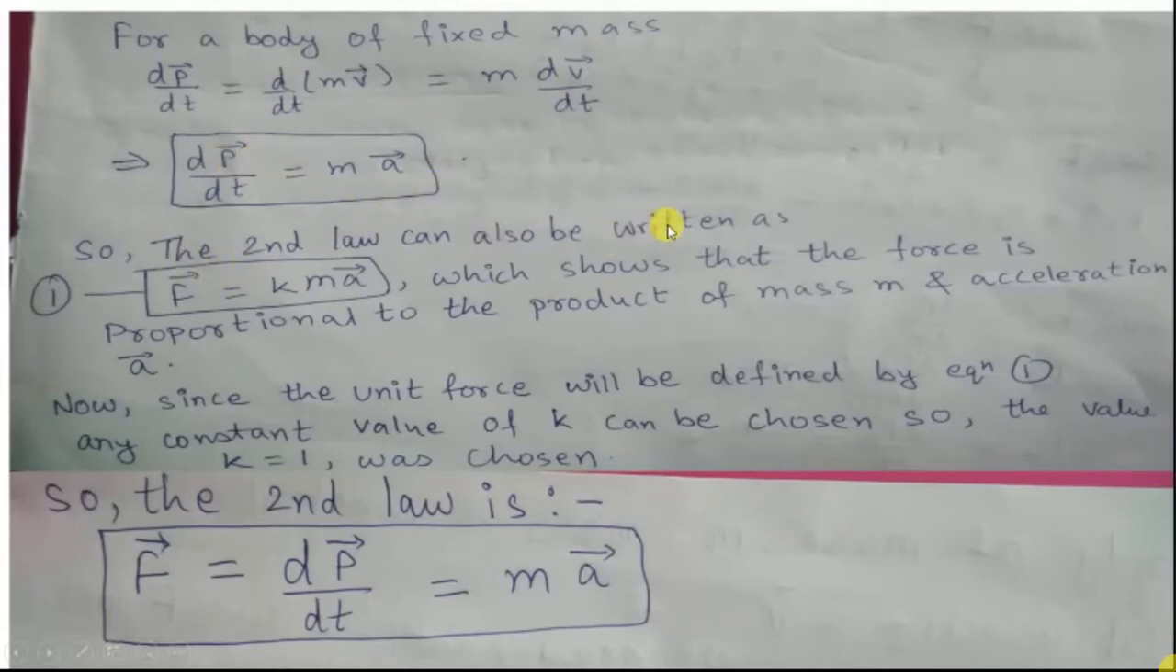So the second law can also be written as F equal to kma, which is denoted by equation 1, which shows that the force is proportional to the product of mass and the acceleration a. Now since the unit force will be defined by equation 1, any constant value of k can be chosen. So the value k equal to 1 was chosen. So the second law is F equal to dp by dt equal to ma.